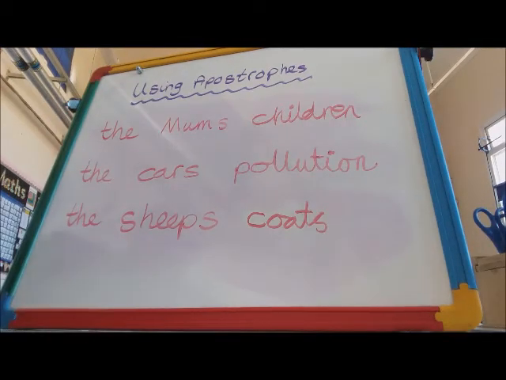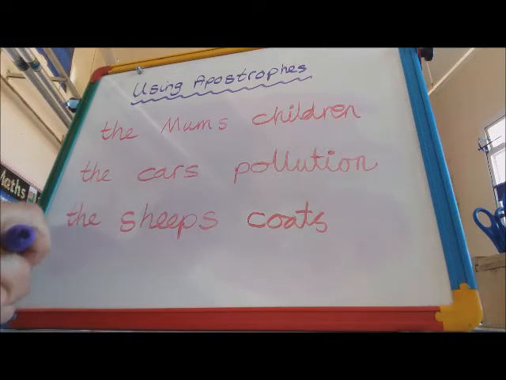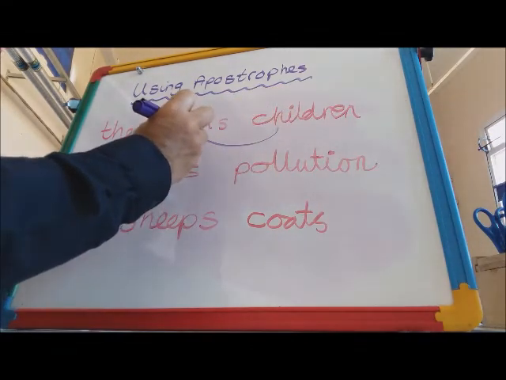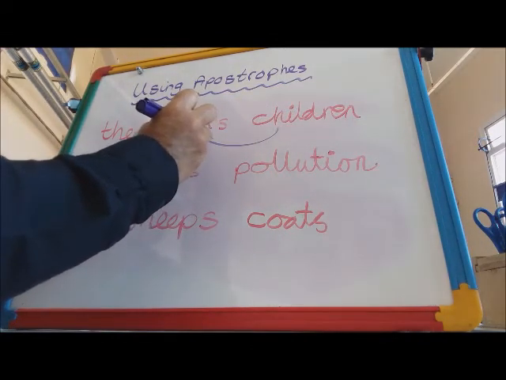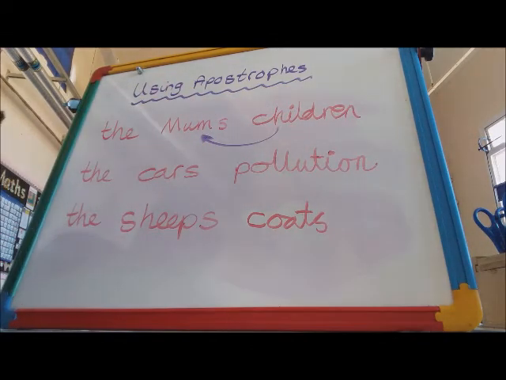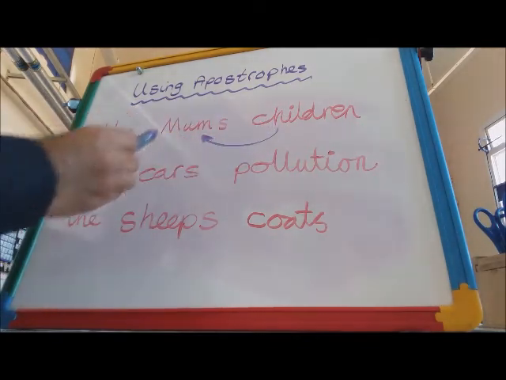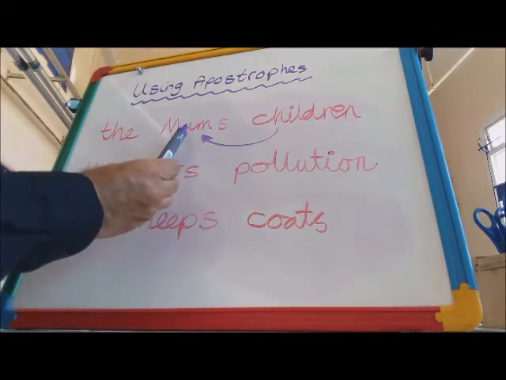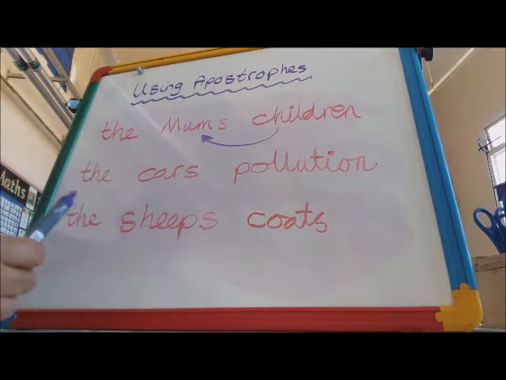Okay, here are some more examples for you to have a little look at. So first example, the mums' children. These are the children which belong to not just one mum, but several mums. So where does the apostrophe go? Remember, more than one child, more than one mum. Have a think about that.